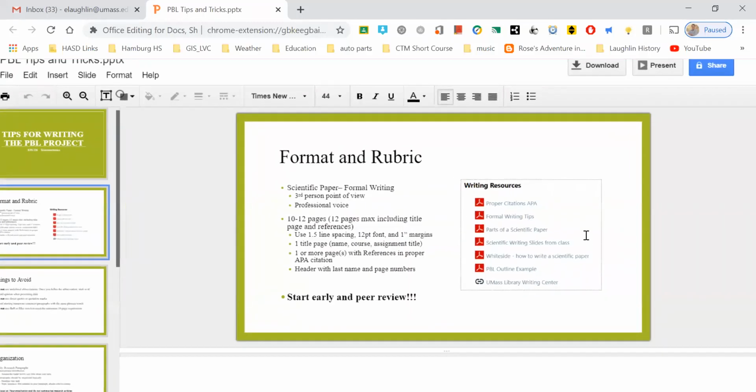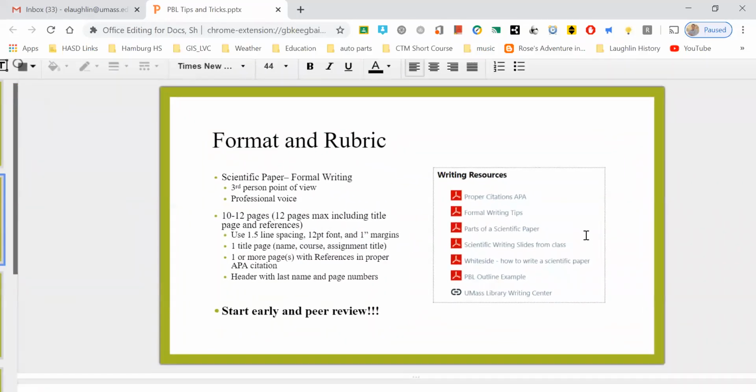So the PBL project is a scientific paper, and that includes formal writing, third-person point of view, and a professional voice. It's very important that you include all of your information and all your evidence in a clear and concise way, and that you are presenting only the facts to your reader.